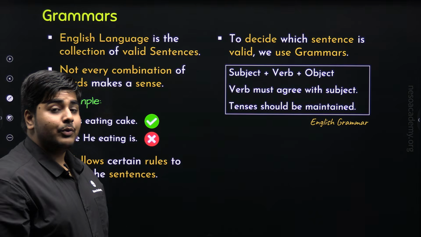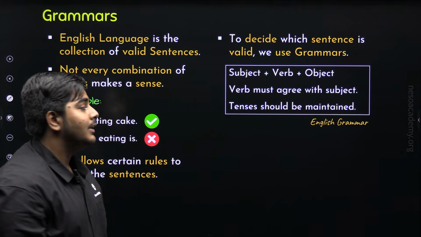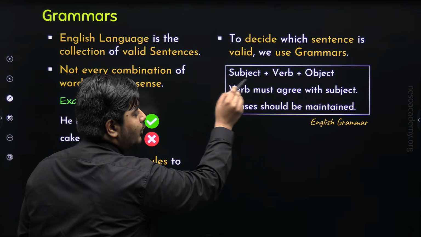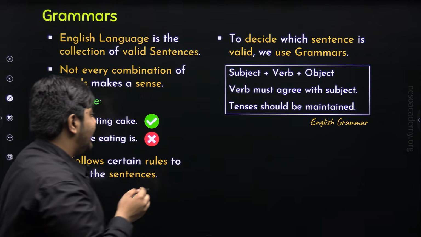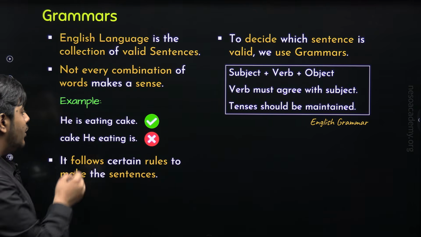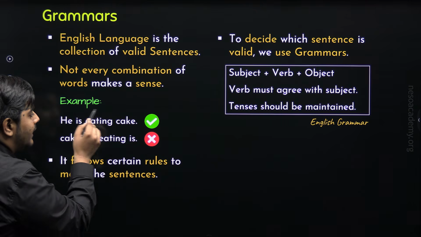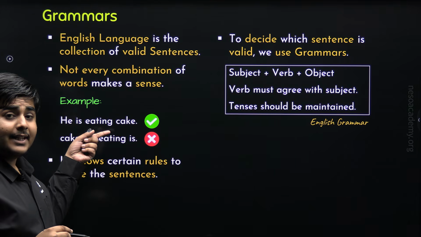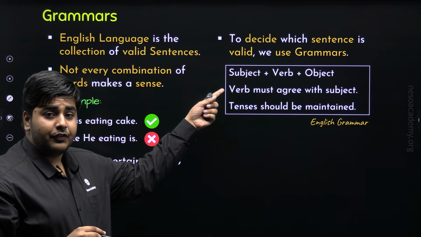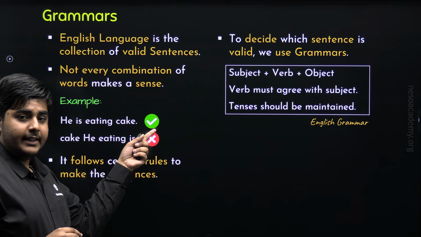And these are some rules of English grammar. First, the subject should come, then the verb, and then the object. Like in this valid sentence, first comes the subject, then the verb, and then the object. And since this sentence is as per the rules of grammar, it is a valid sentence.